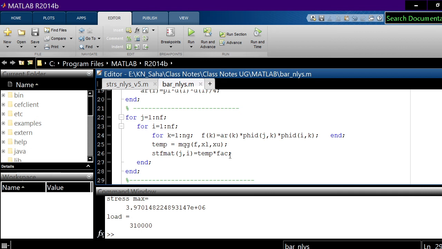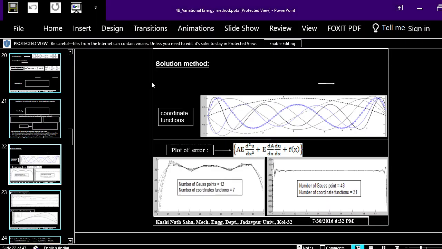And what is it? This is the factor, that means E by L is stored in this factor. And this temp is a temporary value. It is the numerical integration of this function f. What is this function? Area into phi i, phi j, and their derivatives actually. Is it clear? So this is how this equation is implemented. Is it okay?